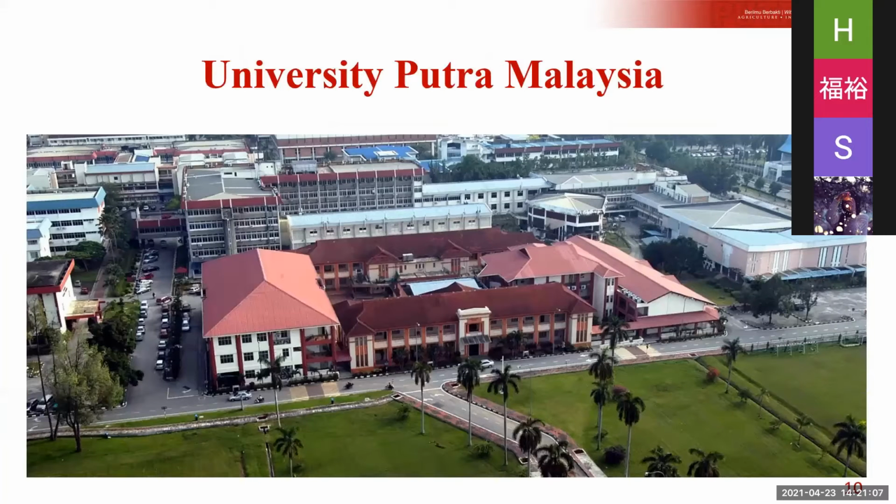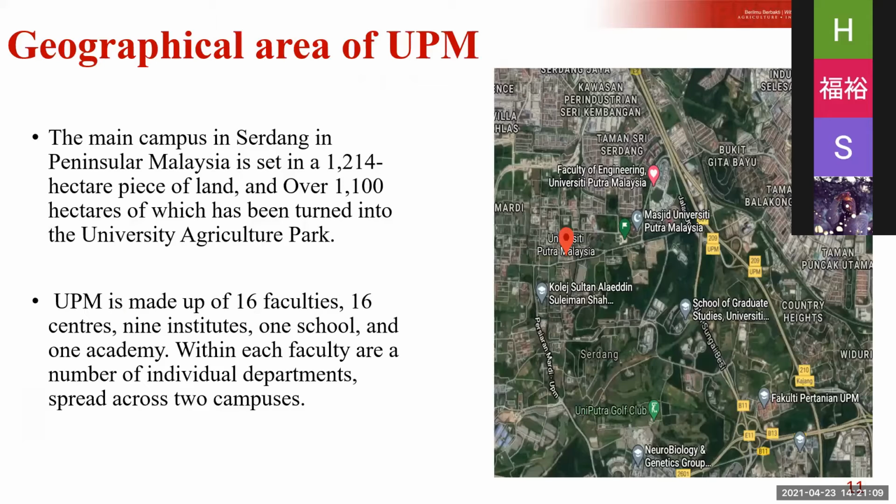Here, the University of Putra Malaysia. As we know, the university, first as a geographical area, is located in Serdang, and it is 1,214 hectares of land, of which over 1,100 has been turned into the University Agricultural Park. UPM is made of 16 faculties, 16 centers, 9 institutes, 1 school, and 1 academy.